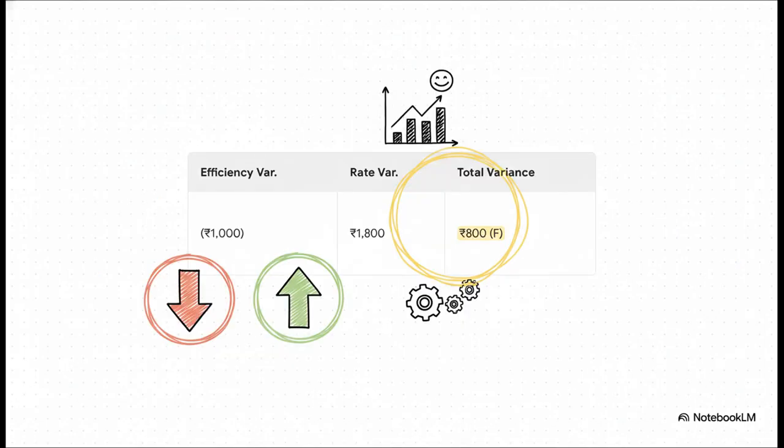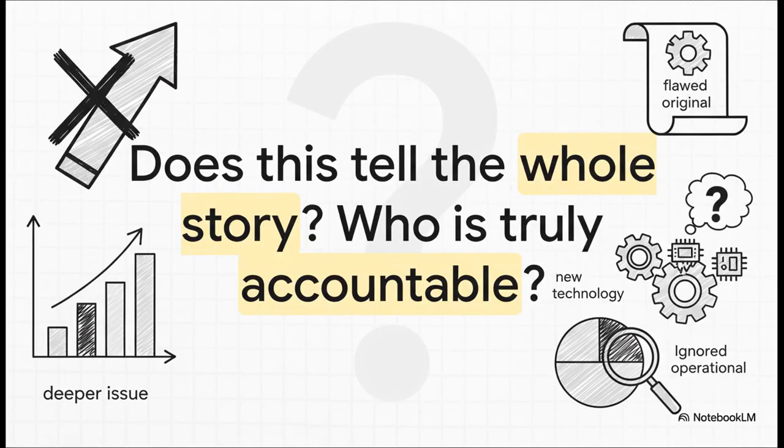Okay, so let's put it all together. You've got 1,000 rupee adverse on efficiency, but that's more than canceled out by an 1,800 favorable on the rate. The grand total, an 800 rupee favorable variance. So you'd think, hey, high fives all around. Management is crushing it. But is that really what happened? And this is the most important question we can ask.